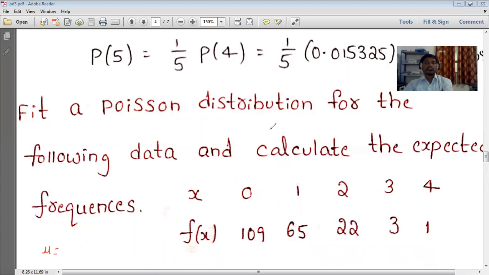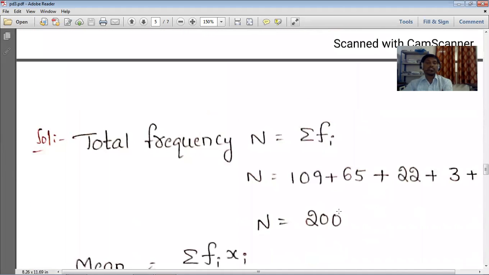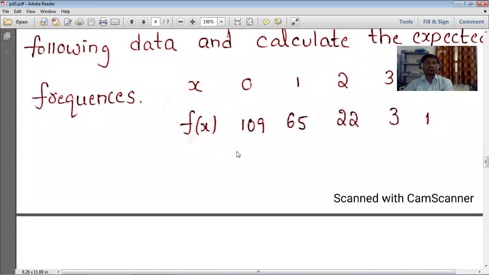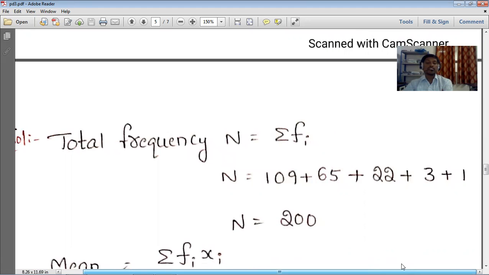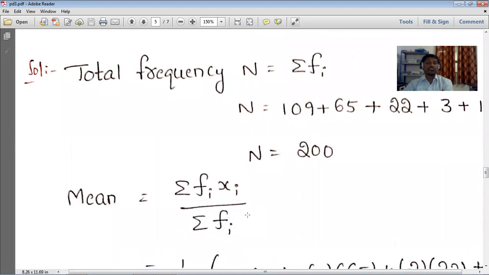See, did we do that one here or not? Same as what we discussed. First we calculated the total frequency. Capital N is equal to summation fi. So all these values: 109 plus 65 plus 22 plus 3 plus 1. So N is equal to 200. So the total frequency N is equal to 200.